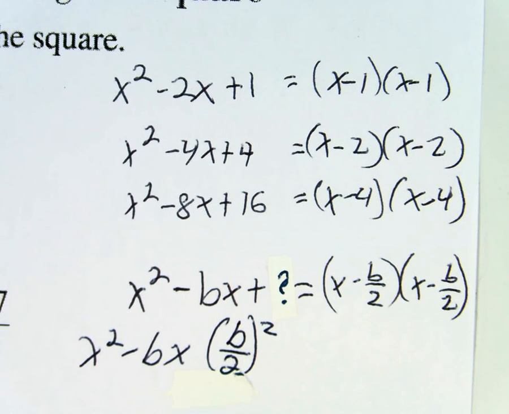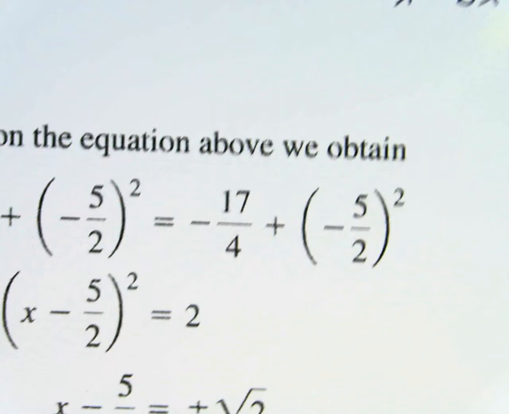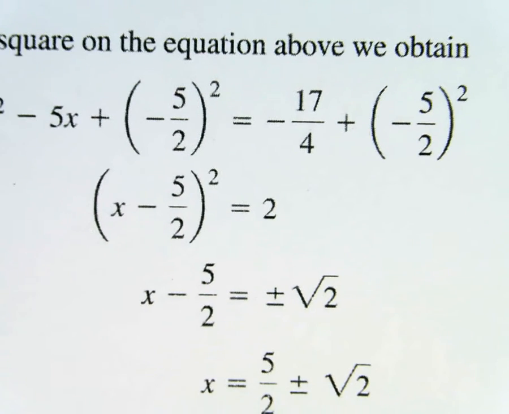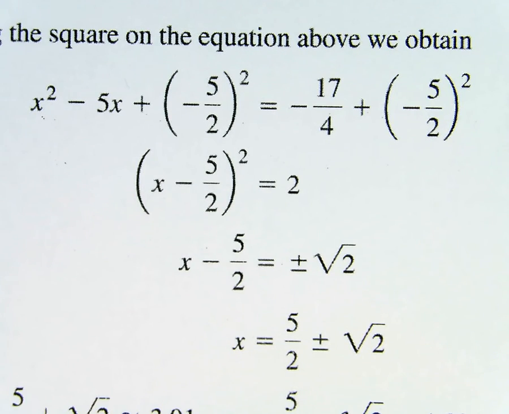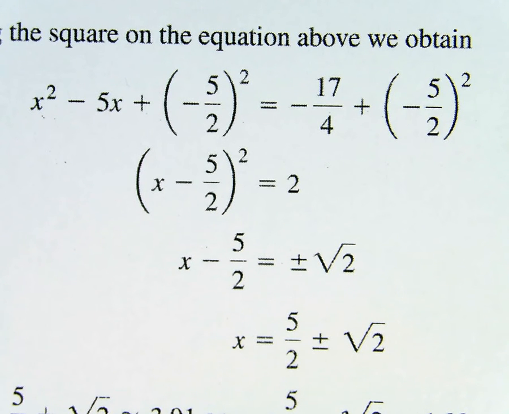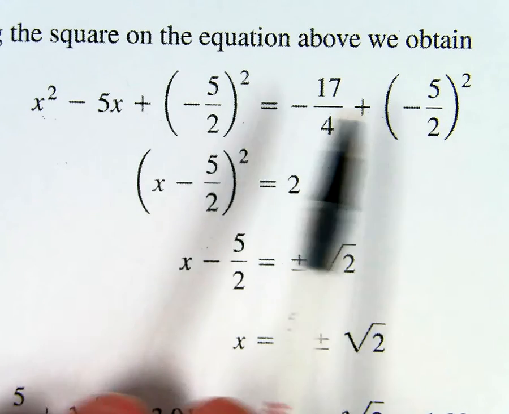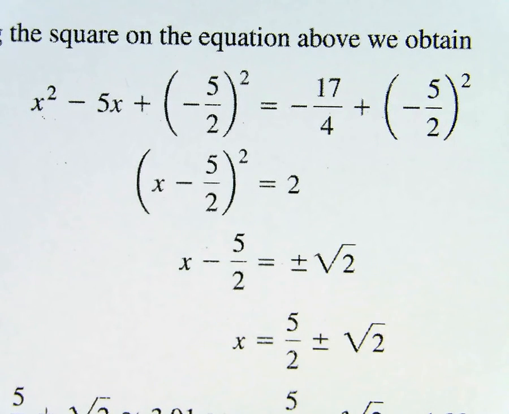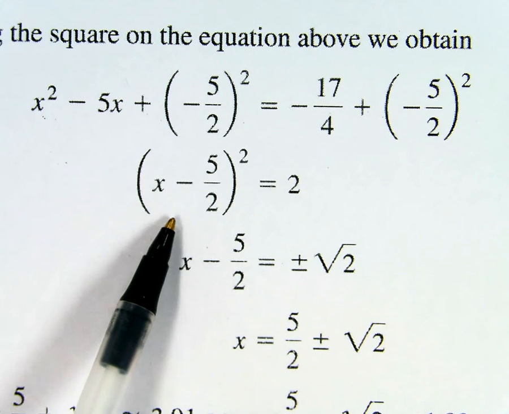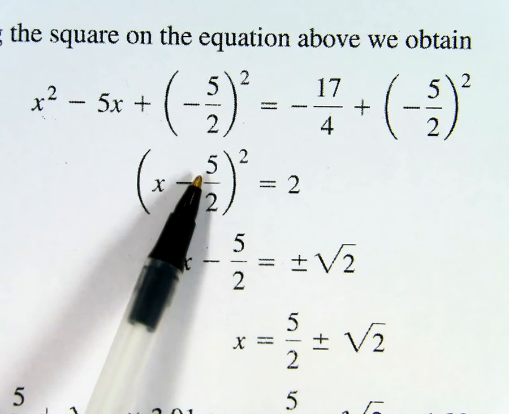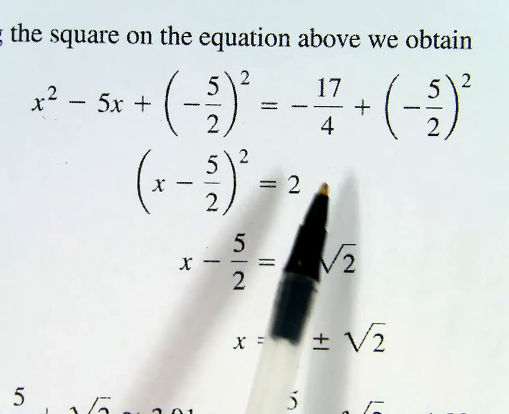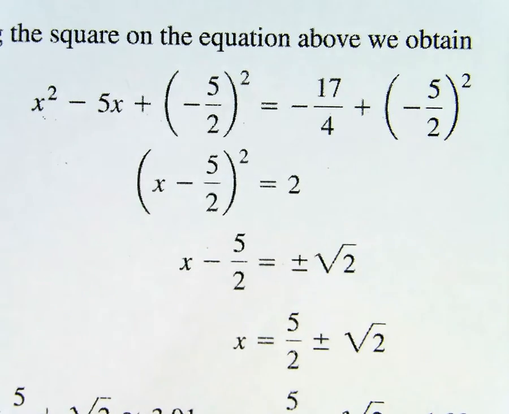So in the example we're doing here, we're going to jump down to the real problem. So far we just solved the equation for x squared minus 5x. Now what we do is we take half the middle term, negative 5 halves, and square it, and we add that to both sides of the equation. The reason we do that is this becomes the quantity x minus 5 halves squared.